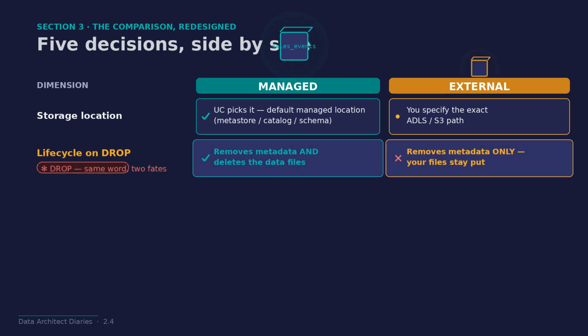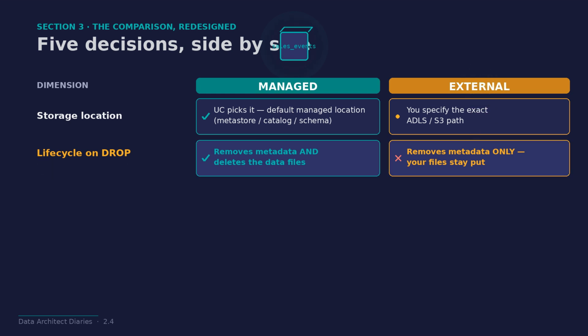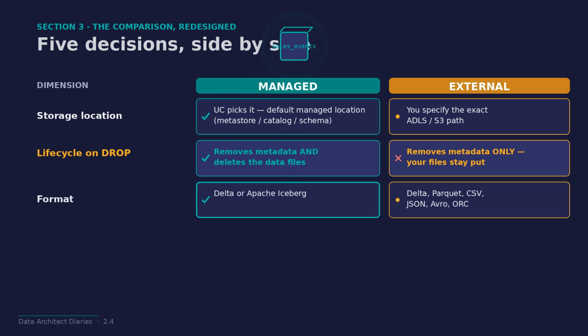Second one is lifecycle. This is the big one. For managed, drop removes the metadata and deletes the underlying data files. For external, drop removes only the metadata, your files stay put. Third one is format. Managed tables are Delta or now Apache Iceberg, that's newer, so I mentioned it as Delta or Iceberg. External tables are flexible: Delta, Parquet, CSV, JSON, Avro, ORC, because they often wrap data some other system wrote.